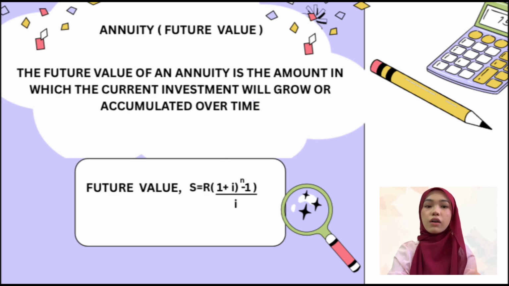The future value of an annuity is the amount to which the current investment will grow or accumulate over time. The formula of future value is S = R[(1 + i)^n - 1] / i.